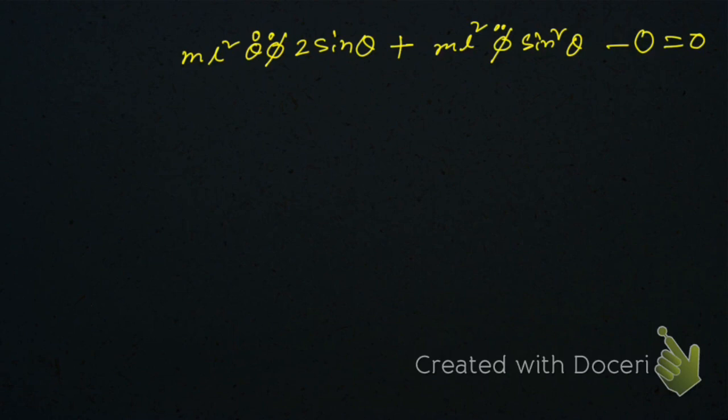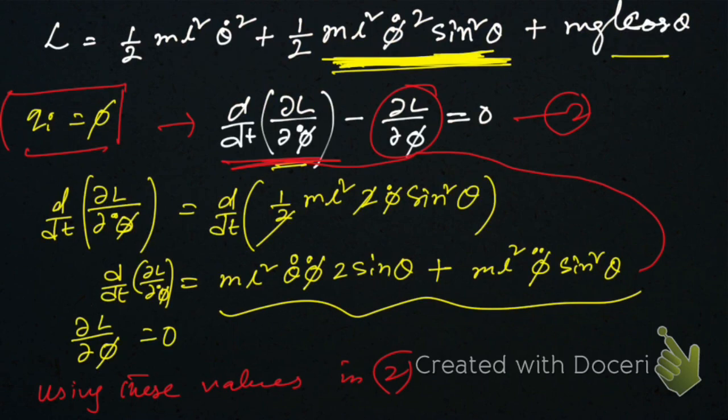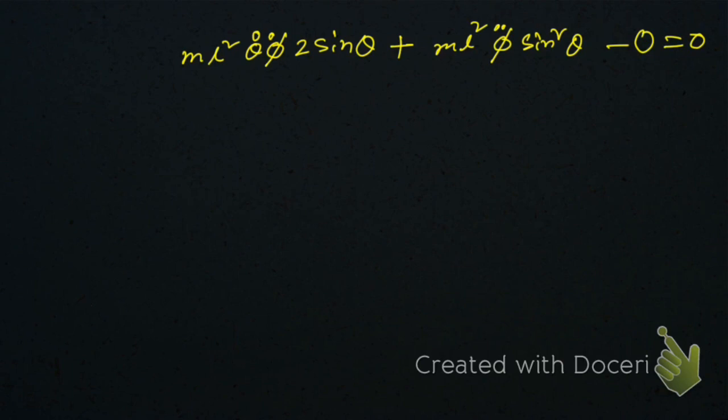That means what we have done here, you see, we have used these two values in this equation number 2. So now divide each and every term by ml square, then you will get 2 phi dot theta dot sine square. So let me write it clearly, 2 theta dot phi dot sine theta.